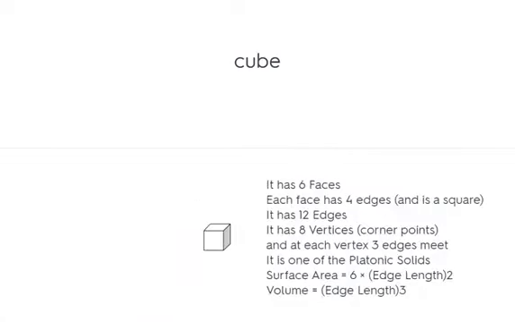Cube: it has 6 faces. Each face has 4 edges. It has 12 edges. It has 8 vertices, and at each vertex 3 edges meet. It is one of the Platonic solids. Surface area equals 6a², volume equals a³.